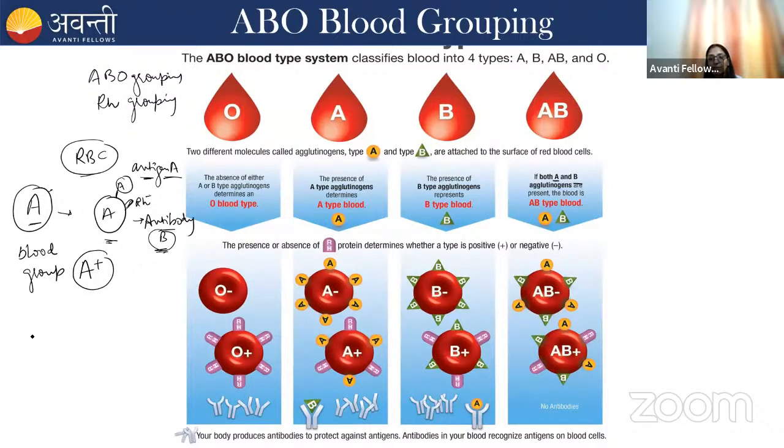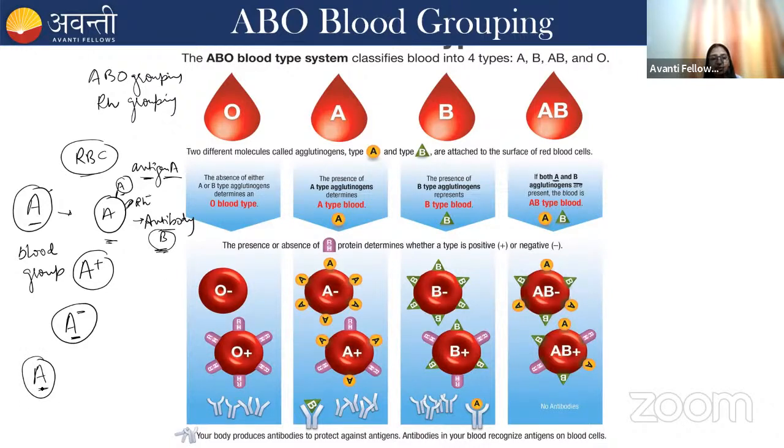And those persons which are A negative, they don't have this Rh factor on the surface of RBC. They will have antigen A, but they won't have Rh factor. That is why they are A negative in blood group. Okay. And remember one important point.